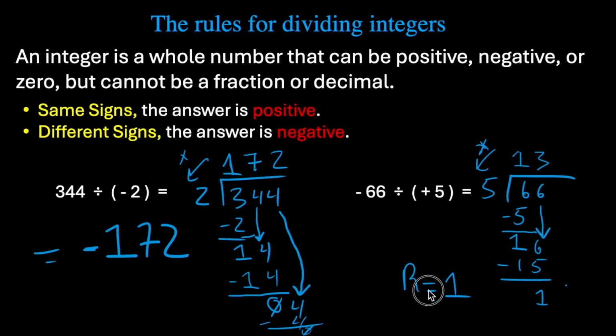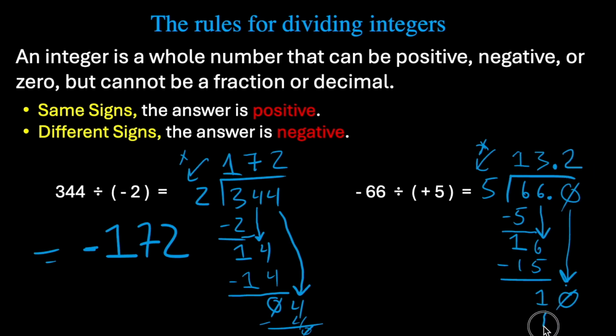But let's turn that into a decimal. So we'll add a decimal after the 66, and then add a decimal after the 13. That way we can write a 0 and then give it to the 1, and now it becomes 10. So how many times can you fit 5 into 10? 2. So I'll write 2. So 2 times 5 is 10. 10 minus 10 is 0. So your answer is 13.2.